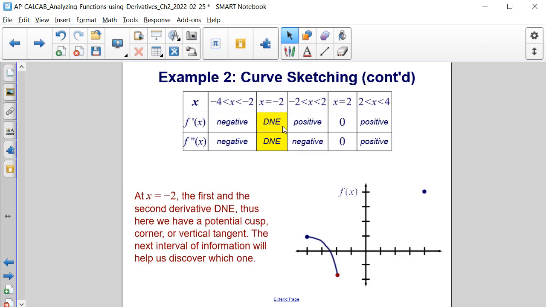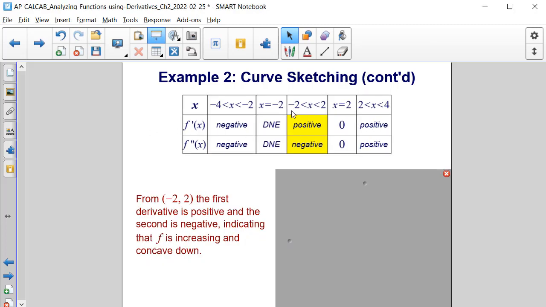At x equals -2, both the first and second derivative do not exist. Thus, we have potentially a cusp, a corner, or a vertical tangent occurring at this point, and the next interval of information will help us discover which one.